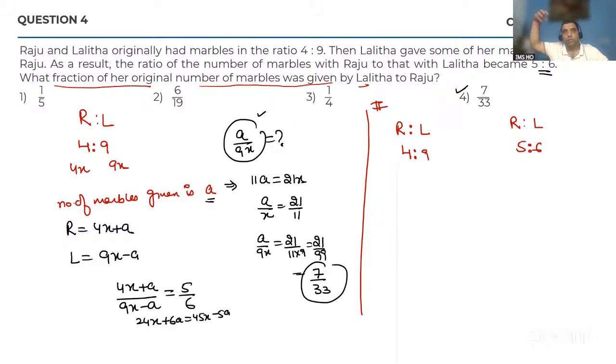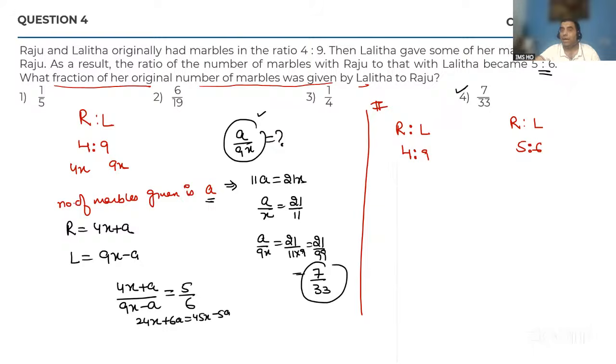So some of the marbles were given from Lalita to Raju, right? Now I know that when marbles are given from Lalita to Raju, the total number of marbles which remains with these two is the same as it was earlier. It's just that earlier it was with Lalita, now some of the marbles were given to Raju. But the total number of marbles they have together is the same as in the beginning.